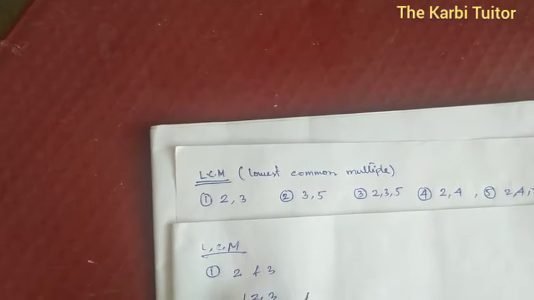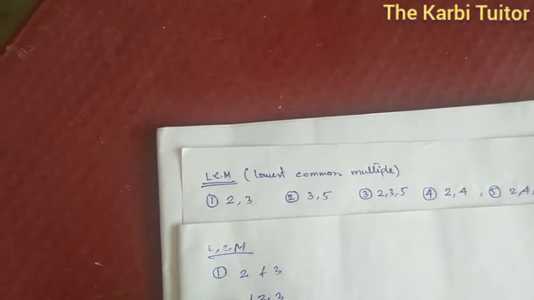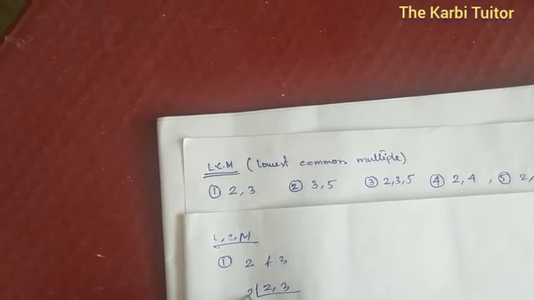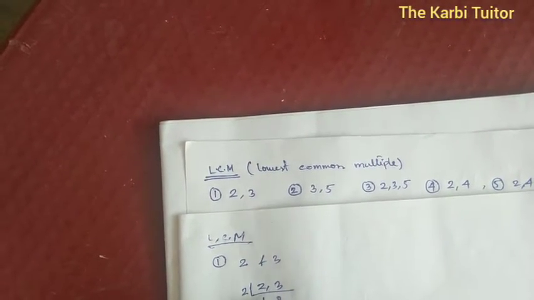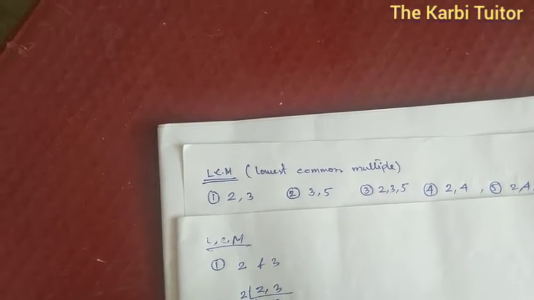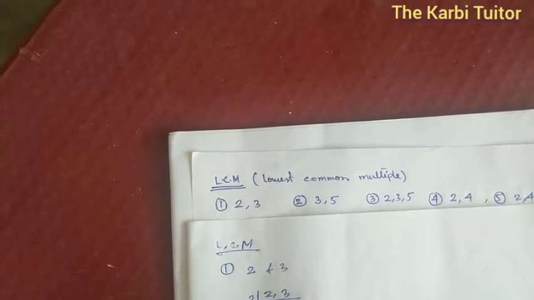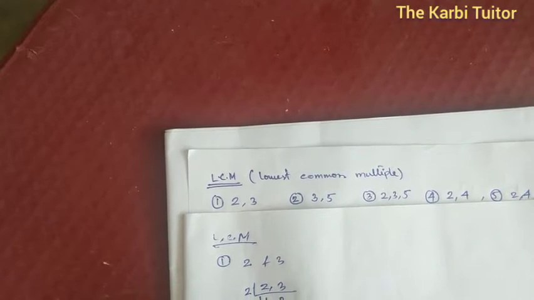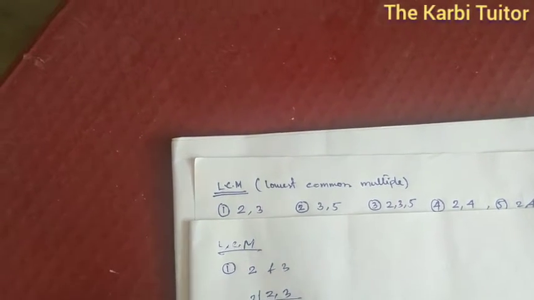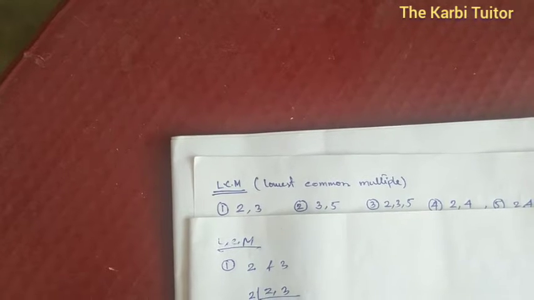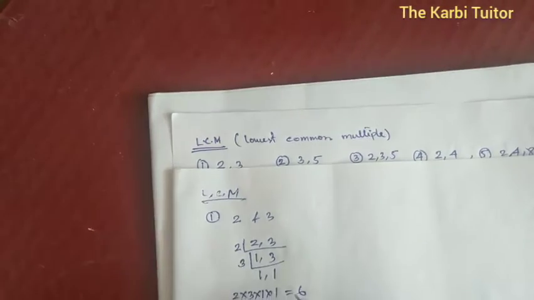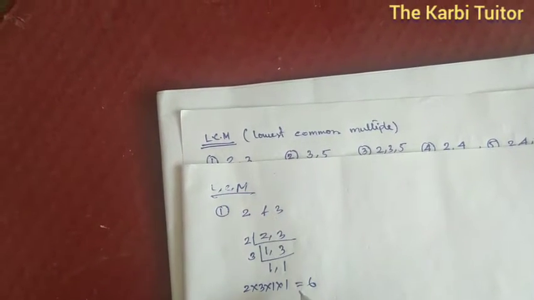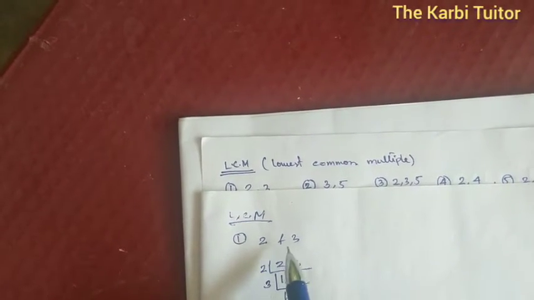So this is prime. You have to first divide with 2, or you can divide it by 3. 2 ones are 2, 3 we cannot divide it, so bring it down. And then next by 3, this we cannot divide, so bring it down. 3 ones are 3. So LCM is 2 into 3 into 1 into 1. That means 6. So LCM of 2 and 3 is 6, because these are prime numbers, so we can just multiply.